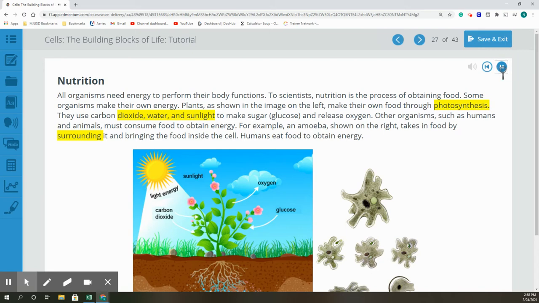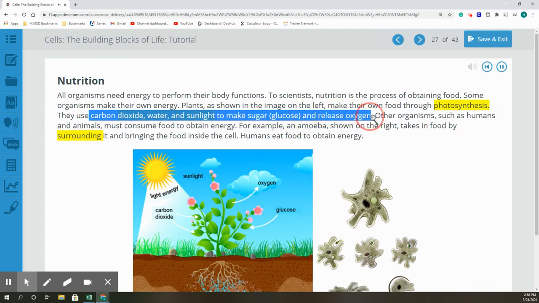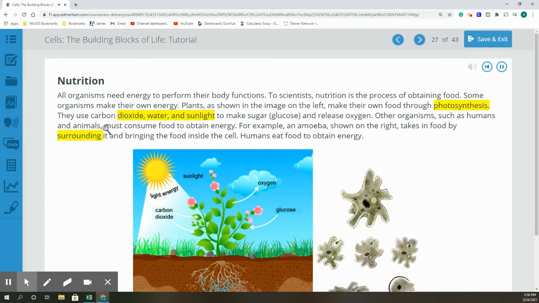Nutrition. All organisms need energy to perform their body functions. To scientists, nutrition is the process of obtaining food. Some organisms make their own energy. Plants, as shown in the image on the left, make their own food through photosynthesis. They use carbon dioxide, water, and sunlight to make sugar, glucose, and release oxygen. Other organisms, such as humans and animals, must consume food to obtain energy. For example, an amoeba, shown on the right, takes in food by surrounding it and bringing the food inside the cell. Humans eat food to obtain energy.